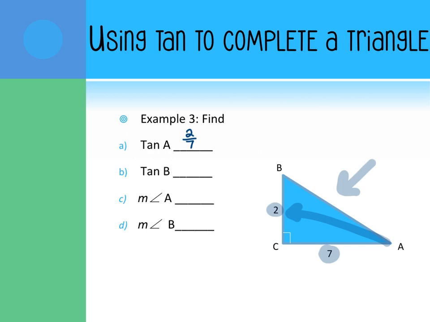The tangent of B would be opposite B and then adjacent to B. So this is going to be 7 over 2. So tangent of A is 2 over 7. Tangent of B is 7 over 2.